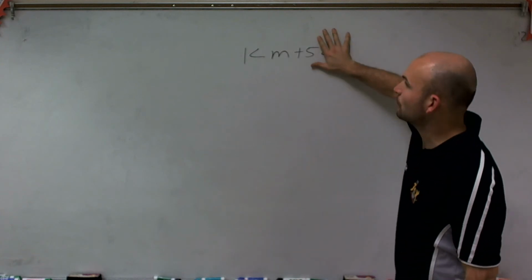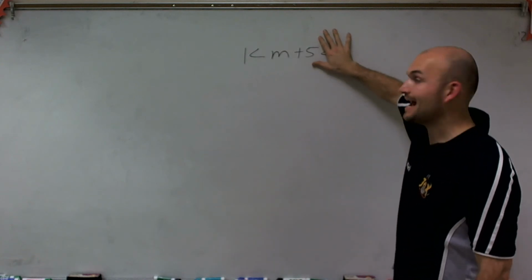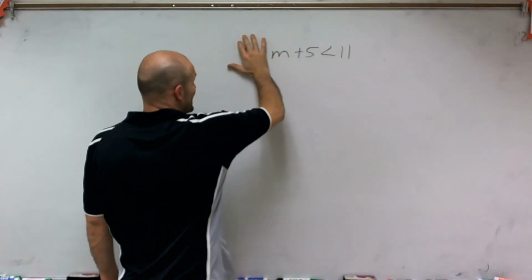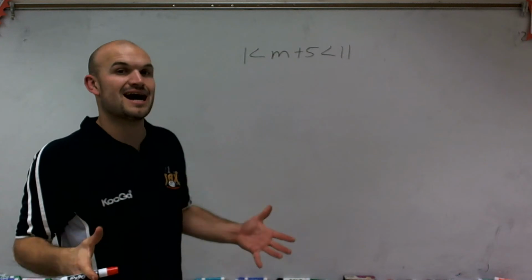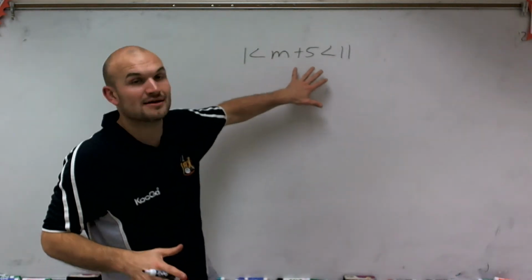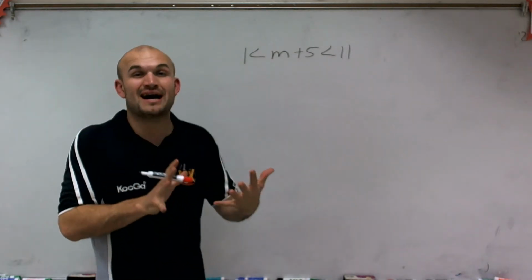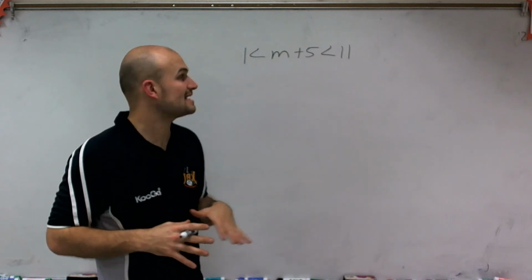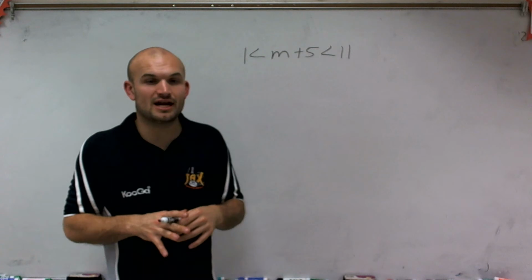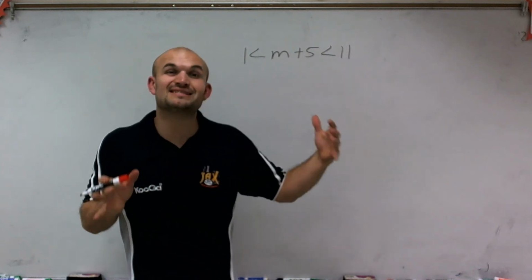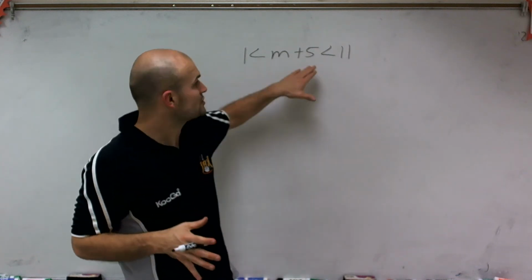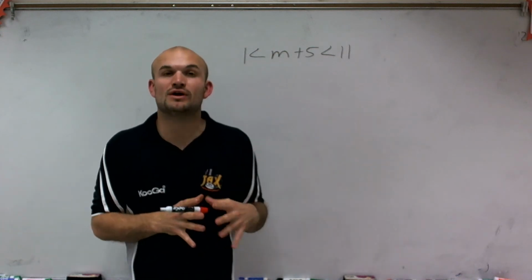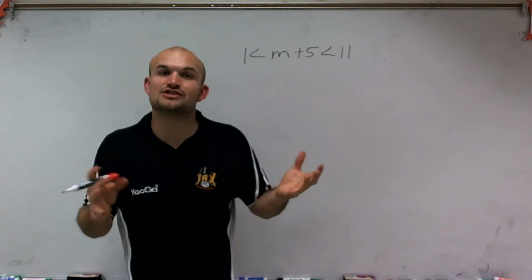We want to solve and graph 1 less than m plus 5, and we want to evaluate m plus 5 when it's less than 11. When dealing with a compound inequality, the two inequalities are combined as one. You can solve this together, which I'll show you in a second. But first I like to understand that these are two inequalities together with the "and" symbol. So I'm going to solve and graph these separately, combine them into one graph, and then show you how to do it just as one.